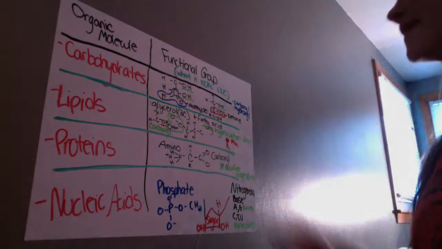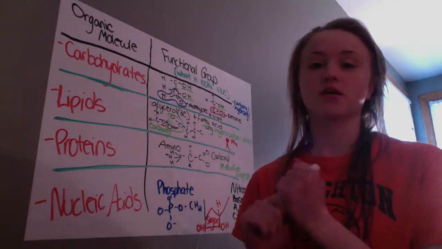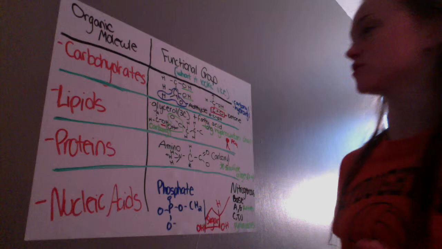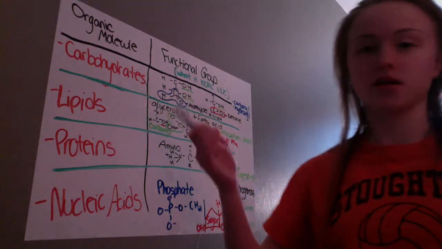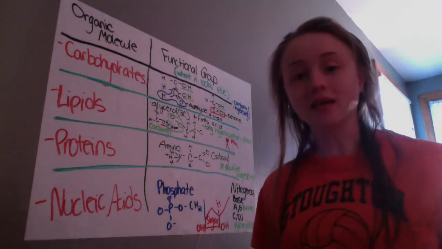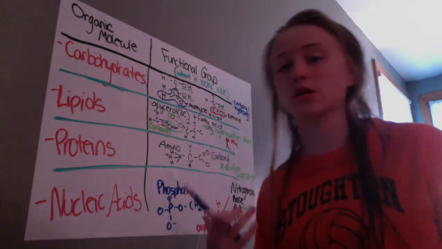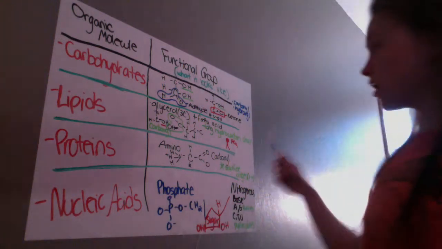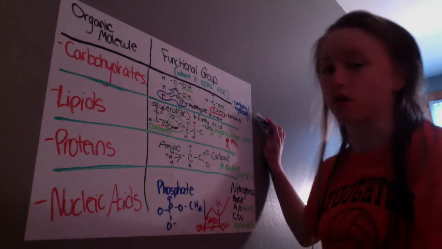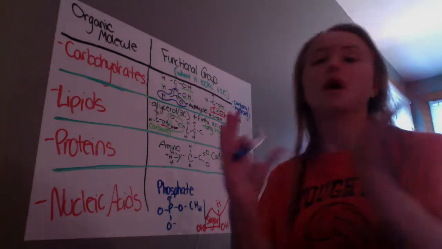Okay, so these are the functional groups of the four main organic molecules, and there's a lot going on here. But first, we're just going to begin with carbohydrates, like most people begin with. The two main functional groups of any carbohydrate, whether it's a starch or cellulose, are carbonyl groups and hydroxyl groups. I don't know if you can see that here, but they're just carbonyl and hydroxyl.